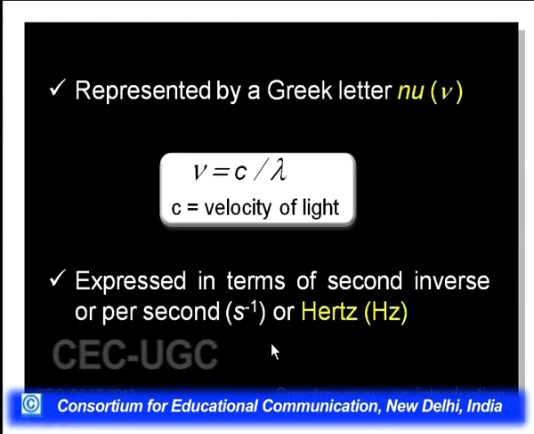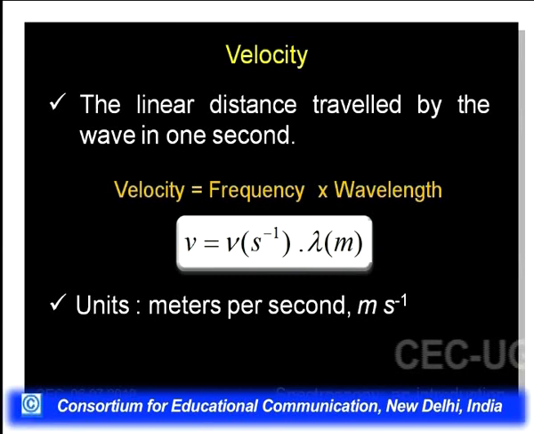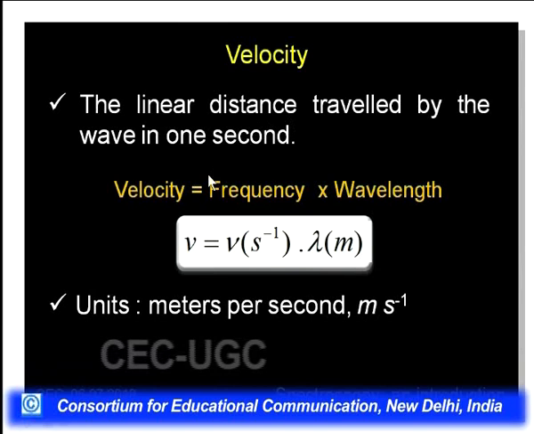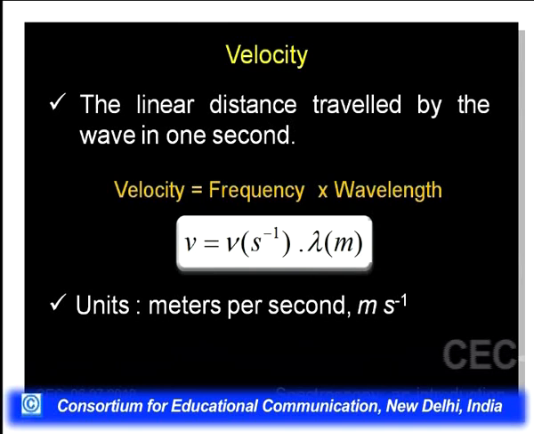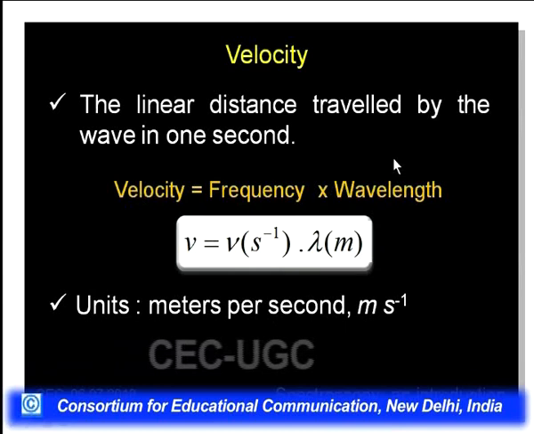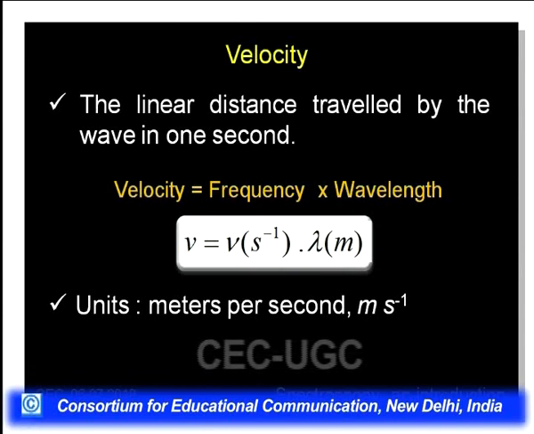If we move further, there is yet another characteristic of an electromagnetic radiation, that happens to be velocity. Velocity is the linear distance traveled by a wave in 1 second. How much distance does it travel in unit time? That is 1 second. And velocity can be found by multiplying the frequency and the wavelength, that happens to be nu in second inverse and lambda in meter. So essentially the units will come down to be meters per second. So that's a typical way of representing any velocity for that matter. Velocity is distance per unit time.